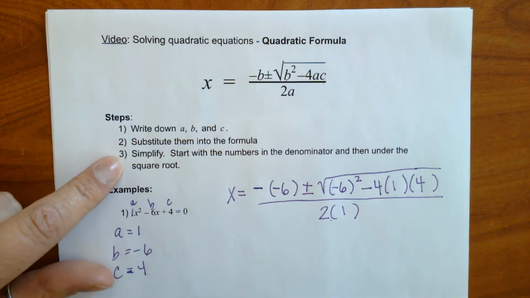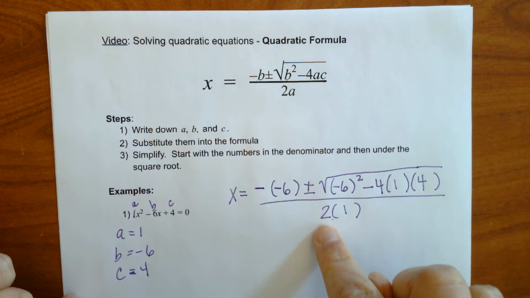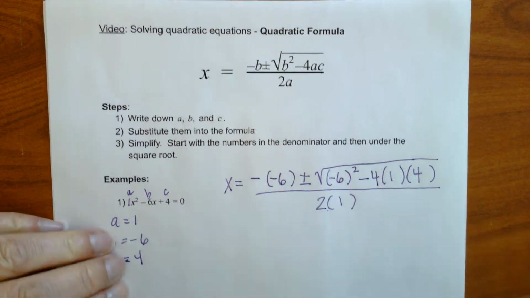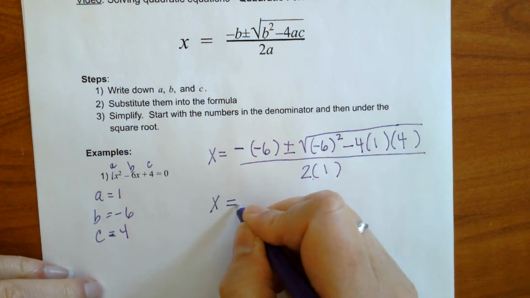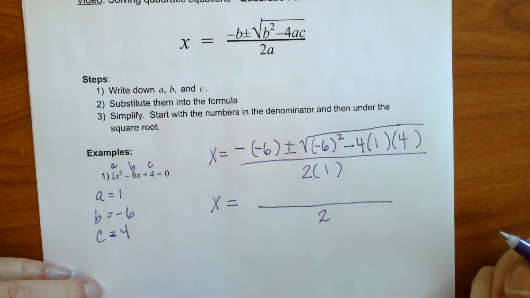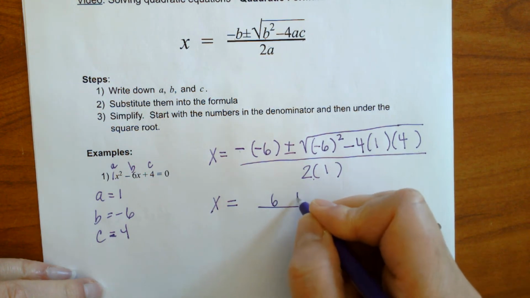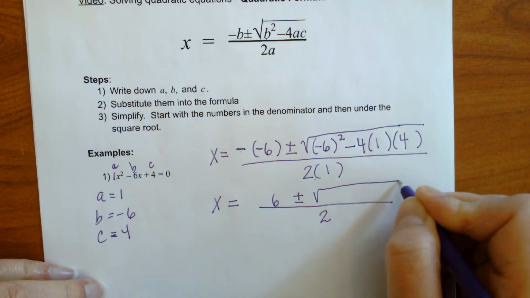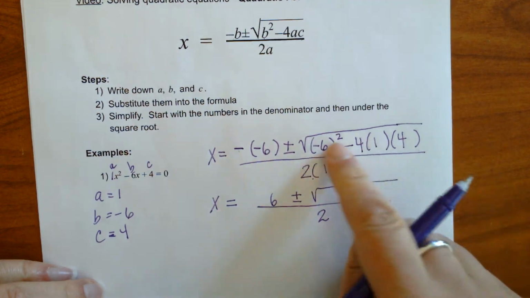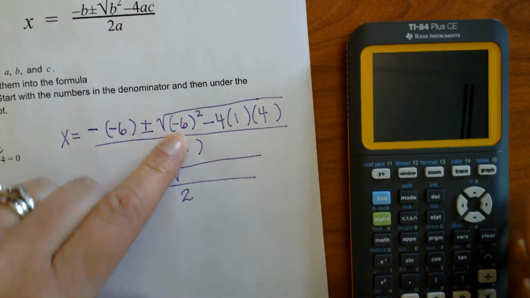Okay, number 3, we have to simplify. Start with the numbers in the denominator and then under the square root. So let's do this in a couple different steps. First, the numbers in the denominator, that's 2. And you're also going to see that this does change to a positive 6, so that's fine. Okay. What can we simplify? Let's put this inside of our calculator. We could square it. This is a 36.